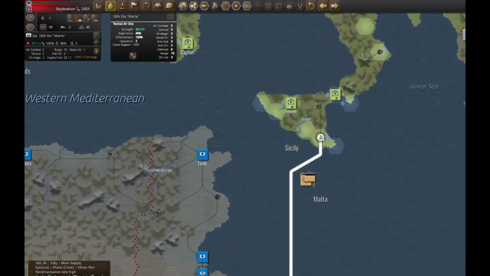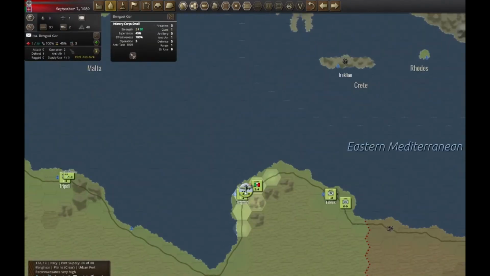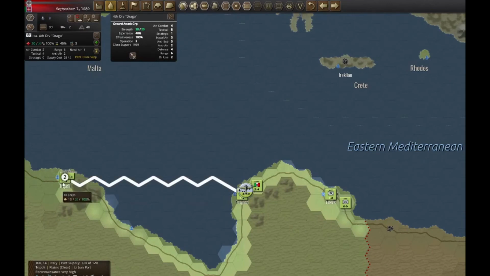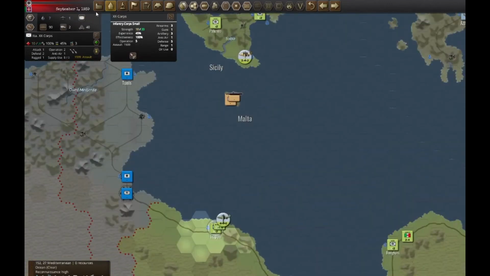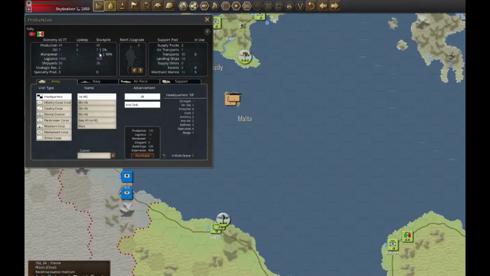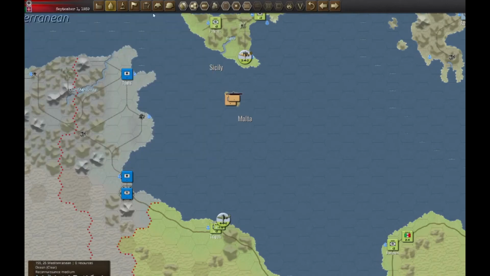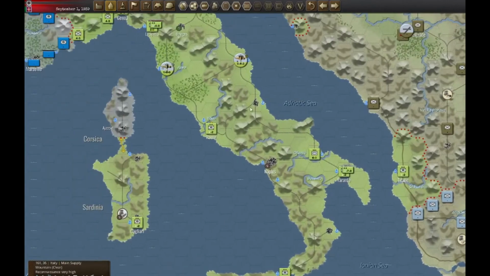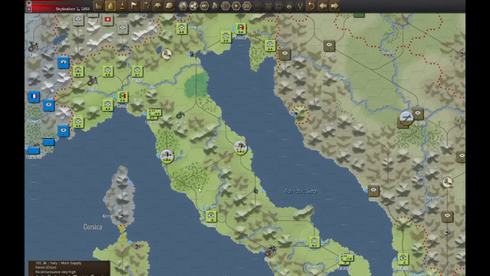I'm going to fly for fun. And I'm going to fly this guy for fun, just for the heck of it. I've used 4 oil points for no purpose whatsoever. And Italy requires its oil points, so you need to be somewhat careful in the way that you actually use your units.